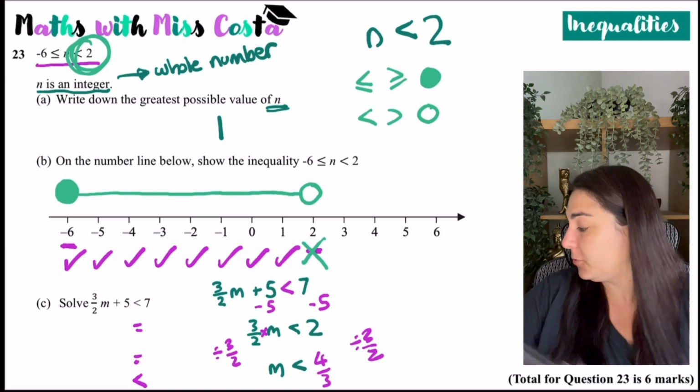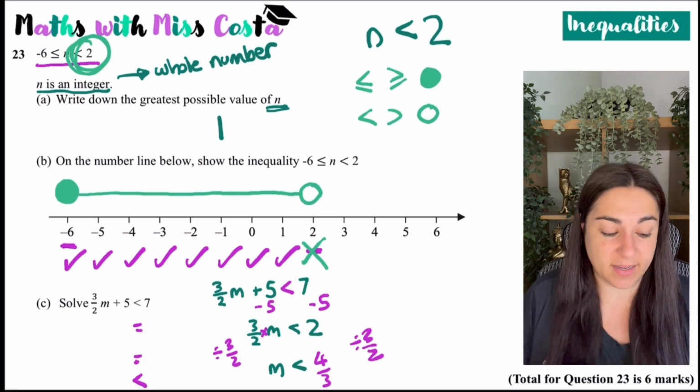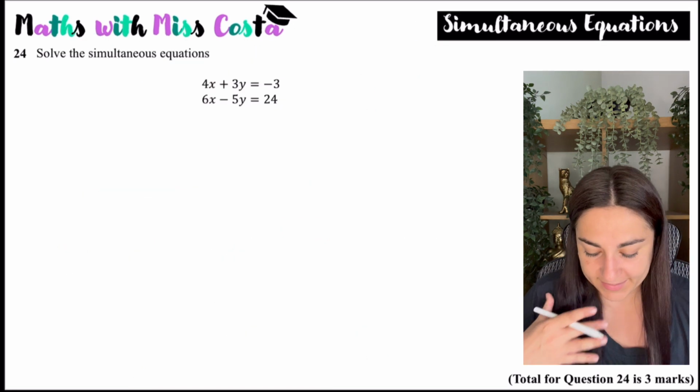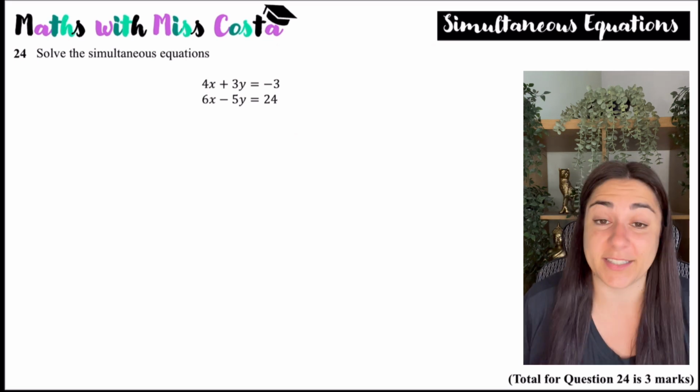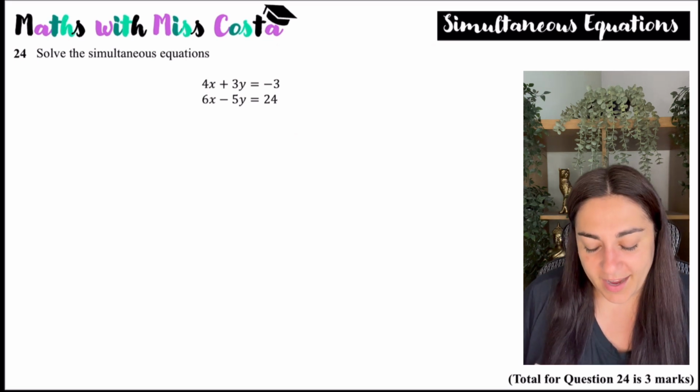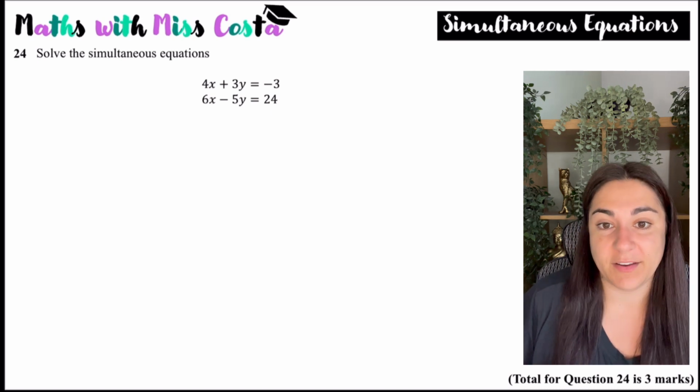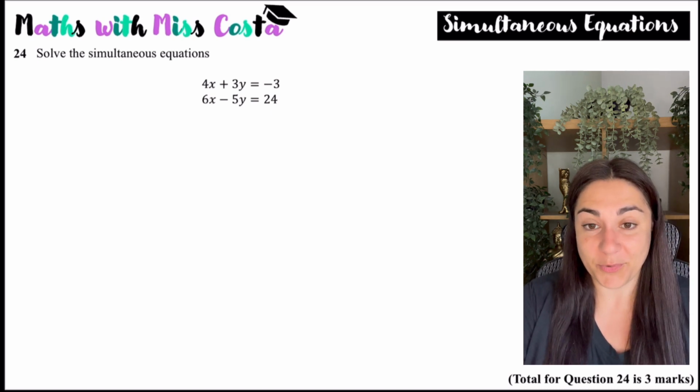Okay, next we've got some simultaneous equations. So once again, these are the trickiest kind of simultaneous equations you're going to get. But you've got a calculator to help you with any of the difficult numeracy.